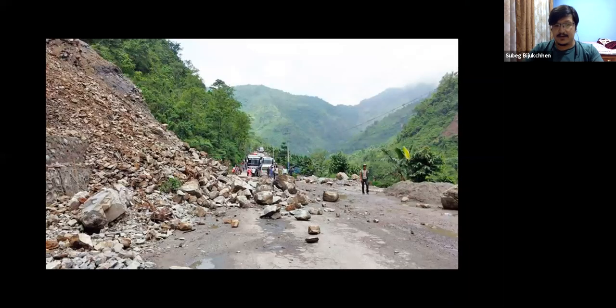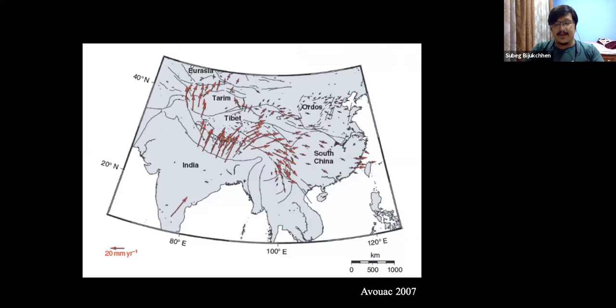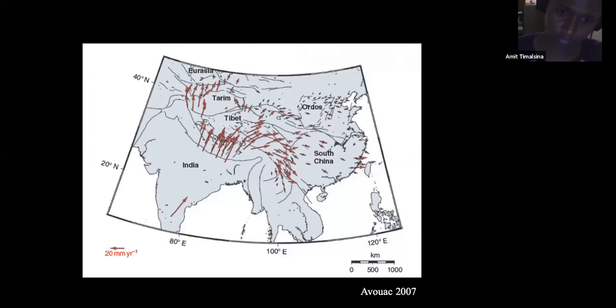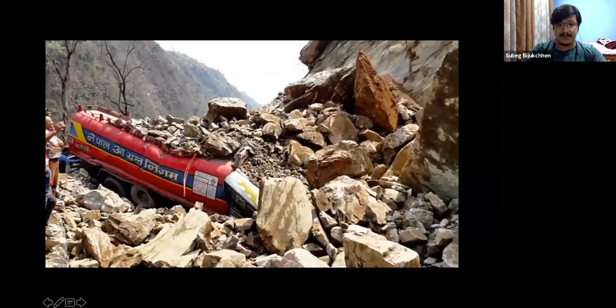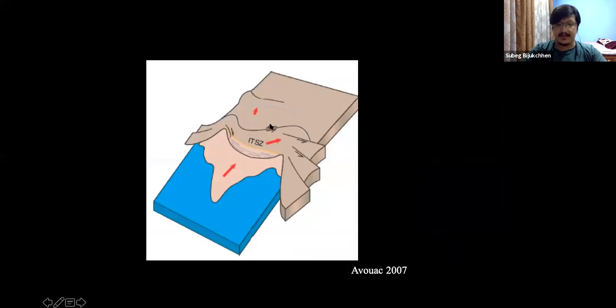This is the Mugling-Narayangadh Highway, and it's giving problems this year again. This is a stress map. What the researchers have done is put some stations here, like GPS stations. They monitor how the whole crust is moving. They found out that the Indian plate is still going north, and that this part is moving a little south, just like this figure.